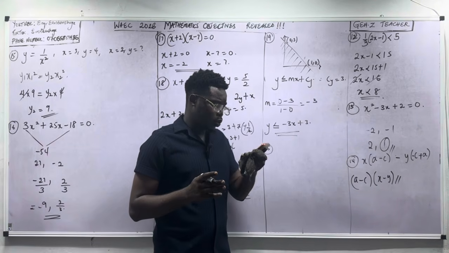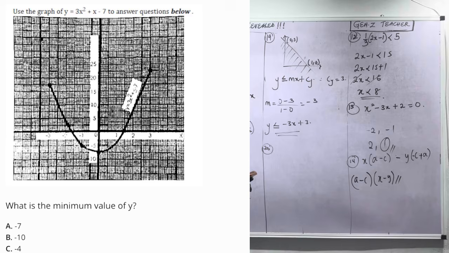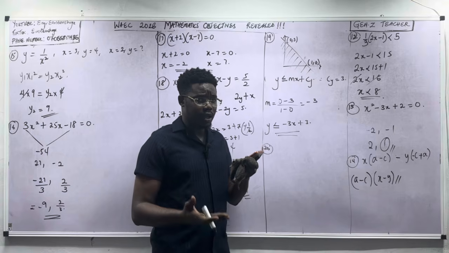Number 20 says, what's the minimum value of y? Now, from the graph on your screen, if you look closely, the minimum value of y falls between minus 5 and minus 10. And in the options, the only one that is around that range is option A, minus 7. So minus 7 should just be the answer.